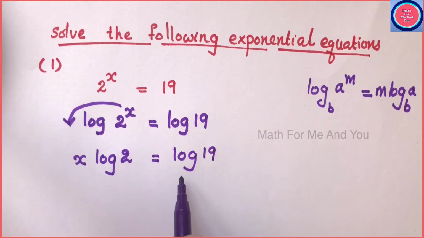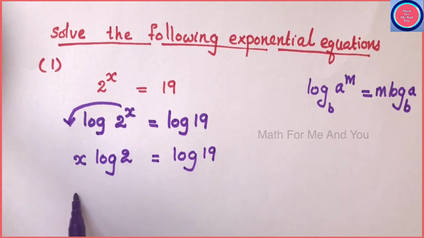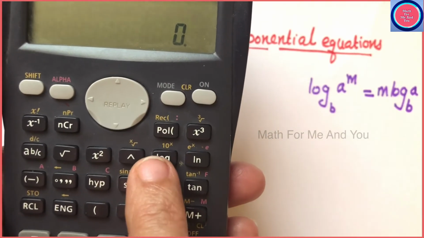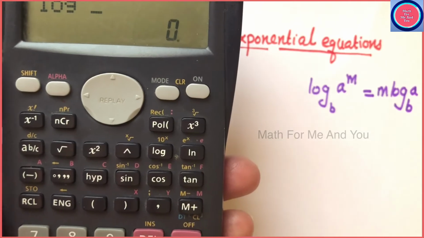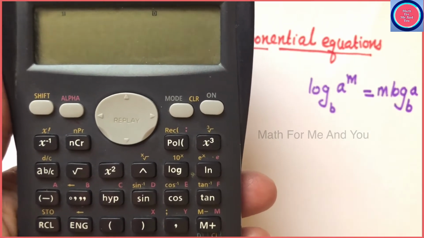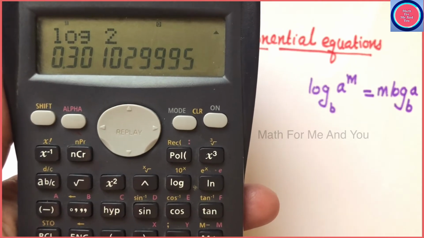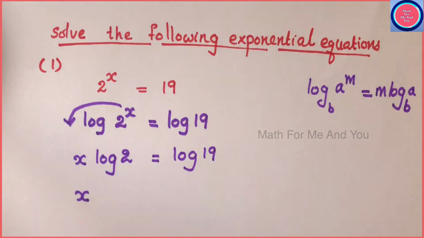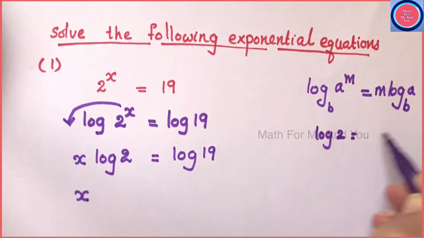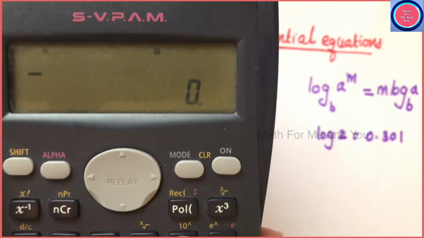What is log 2 and log 19? Log 2 and log 19 are numbers. We get their values using a calculator. We can use the calculator and get the value of log 2. Press log and 2 equals. Then we can see the value is 0.3010 etc. But we take 3 numbers after the point. Log 2 we can take as approximately equal to 0.301.